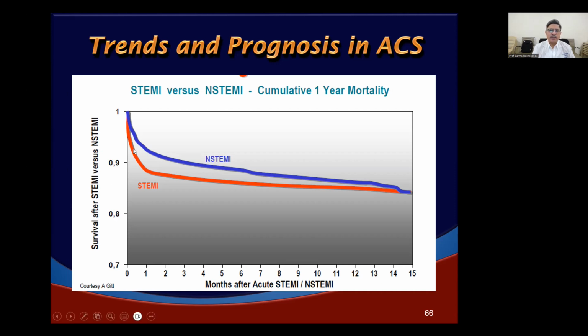As you can see, with STEMI the mortality is more, the red line. But over a period of 15 months, what happens? STEMI and NSTEMI have almost the same mortality. Initially, STEMI is safer compared to NSTEMI, but as time passes, both become equal. The cumulative mortality is the same at the end of 15 months.